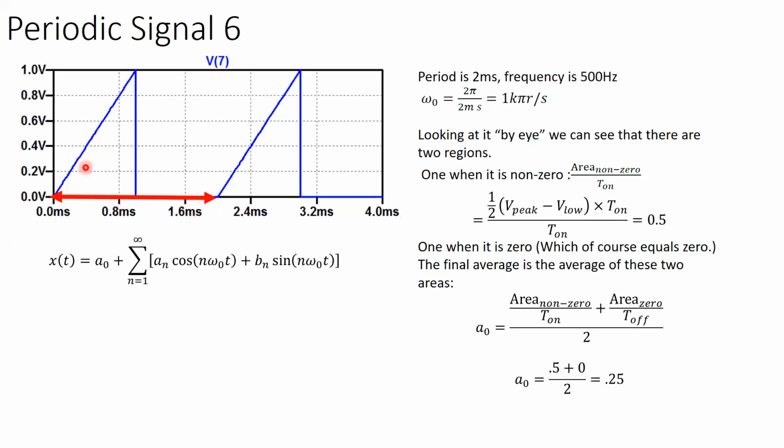So all I got to do is find the average area of this, plus the average of this, which turns out to be 0, divide it by 2, and then I'll get what I'm looking for. So here it is in equation form.